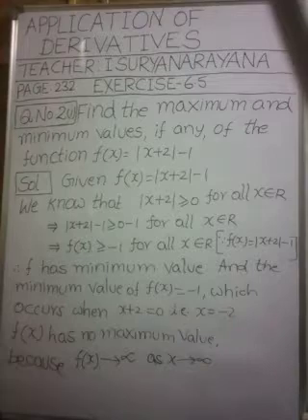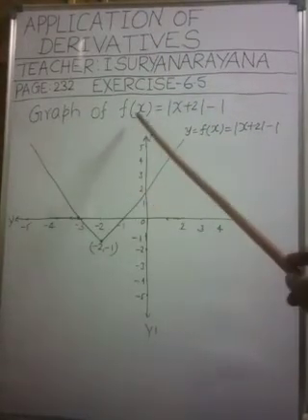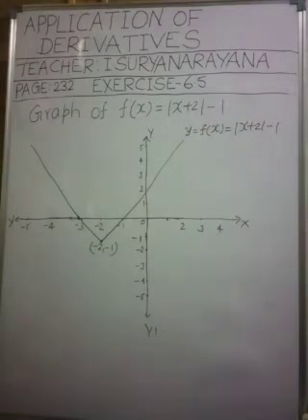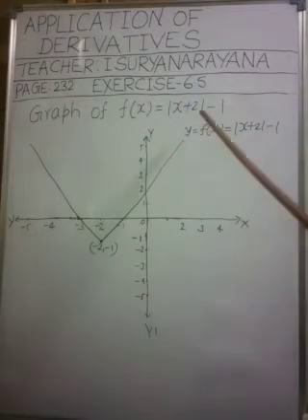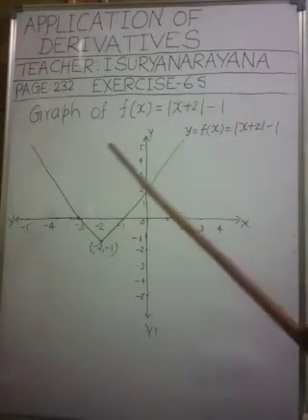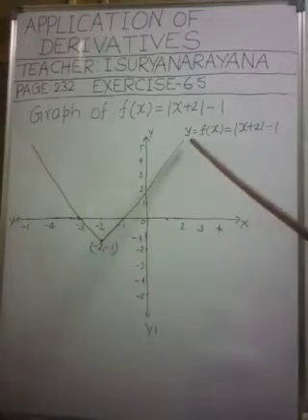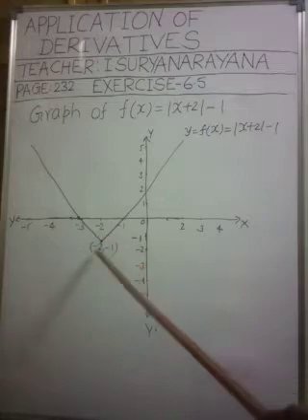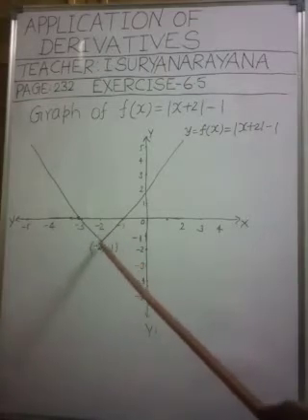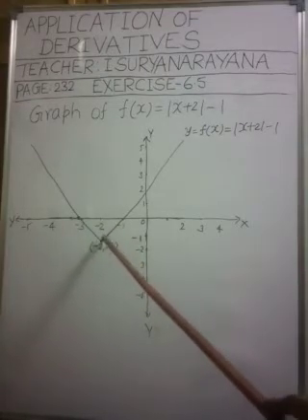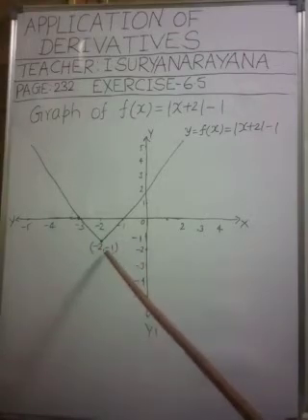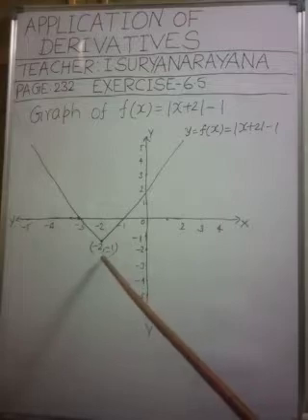Here I have drawn the graph of f of x is equal to mod x plus 2 minus 1, to make this concept very clear to you. The graph of f of x is like this. At x is equal to minus 2, it has a minimum value, and its minimum value is minus 1. Understood this concept, my dear children?